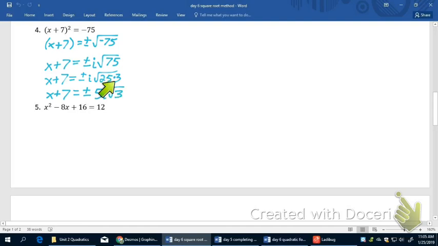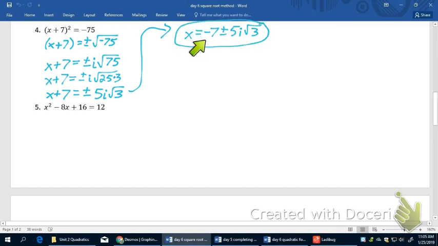That radicand of 3 will just stay right there, but I was able to square root the 25. Picking this up on the top right, since I ran out of room, I will subtract the 7 from both sides, so x will equal negative 7 plus or minus 5i root 3. And that's your final answer. That's as far as you can simplify it. You usually want to put this rational value first and then follow that with the imaginary or irrational value second.